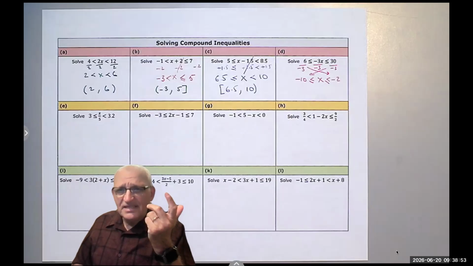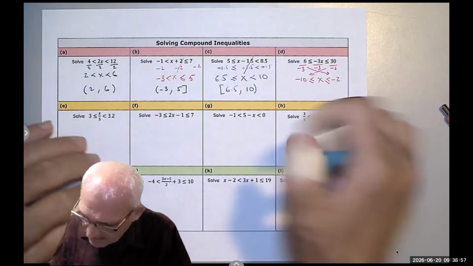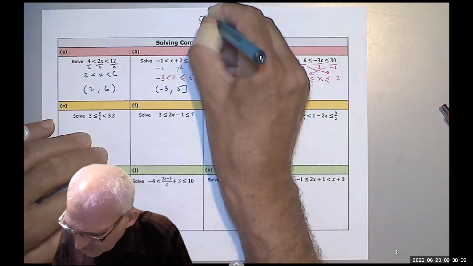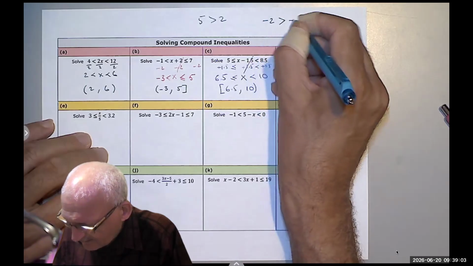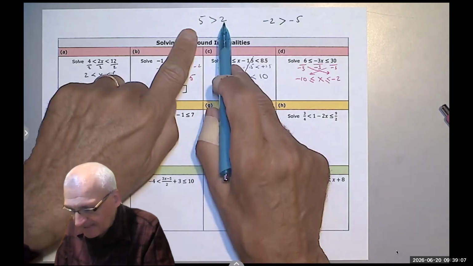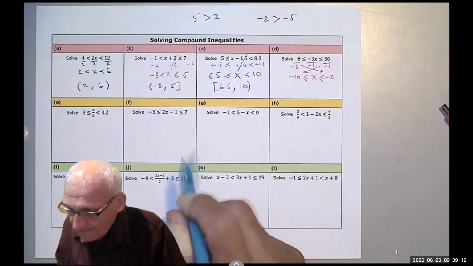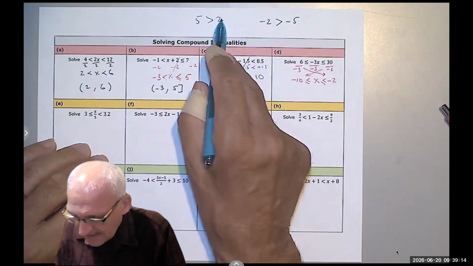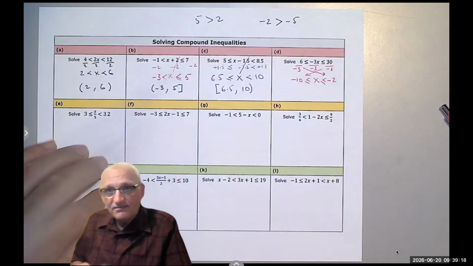Okay, you can make sense of that. Why? Because if I say 5 is greater than 2, then -2 is greater than -5. When I multiply or divide by a negative and I switch, I'm saying this guy in negative form is greater than that guy in negative form.